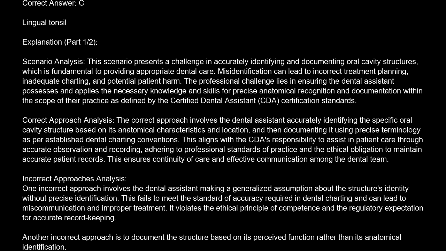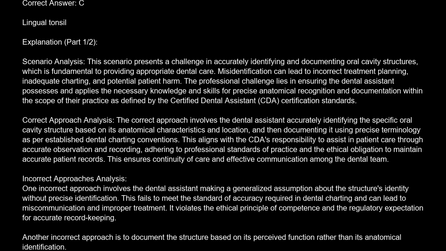Explanation. Scenario analysis. This scenario presents a challenge in accurately identifying and documenting oral cavity structures, which is fundamental to providing appropriate dental care. Misidentification can lead to incorrect treatment planning, inadequate charting, and potential patient harm. The professional challenge lies in ensuring the dental assistant possesses and applies the necessary knowledge and skills for precise anatomical recognition and documentation within the scope of their practice, as defined by the Certified Dental Assistant (CDA) certification standards.